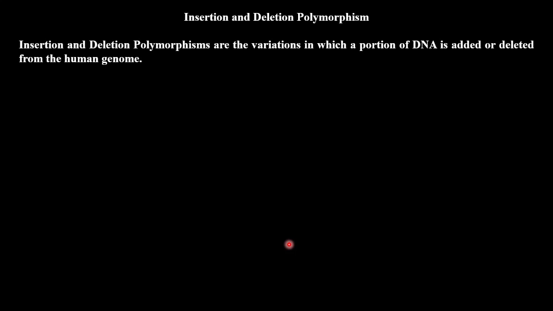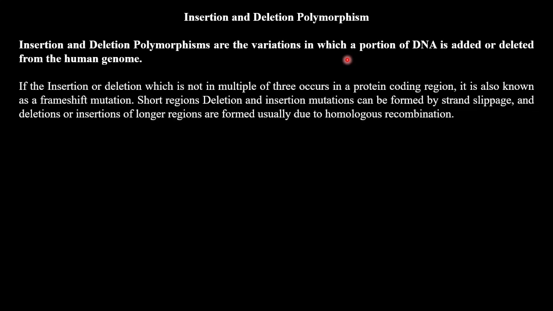So now you can see insertion or deletion polymorphisms are the variations in which a portion of DNA is added or deleted. It is not just one nucleotide, it could be multiple nucleotides also. If the insertion or deletion, which is not a multiple of 3, occurs in a protein coding region, because protein is coded by 3 nucleotides per amino acid, it is also known as a frame shift mutation. Short region insertions and deletions can be formed by strand slippage, and the deletions or insertions of the longer regions are usually formed due to homologous recombination.